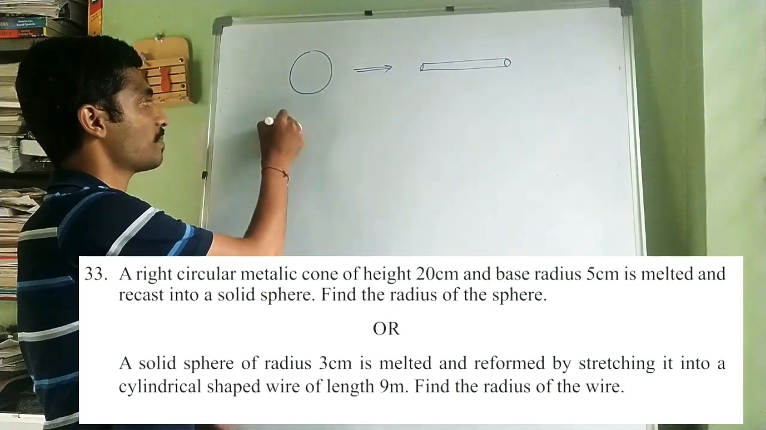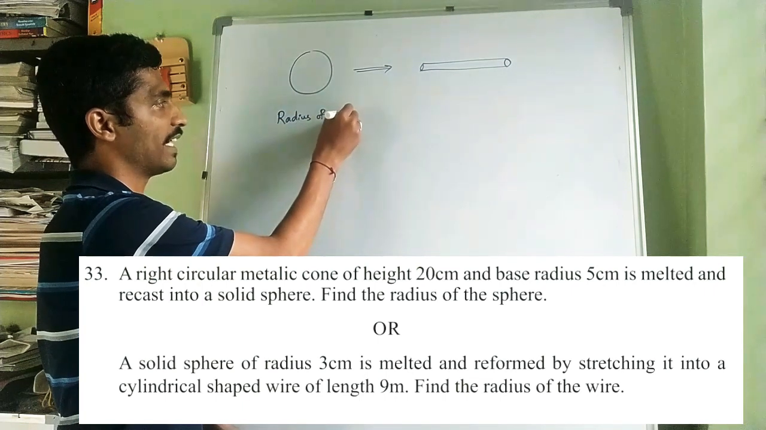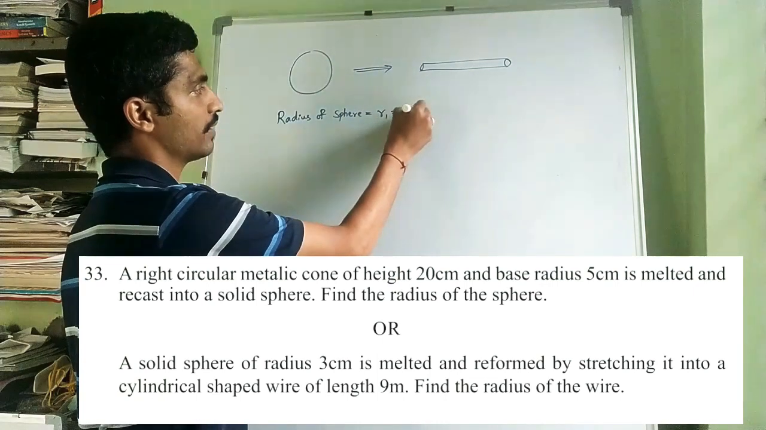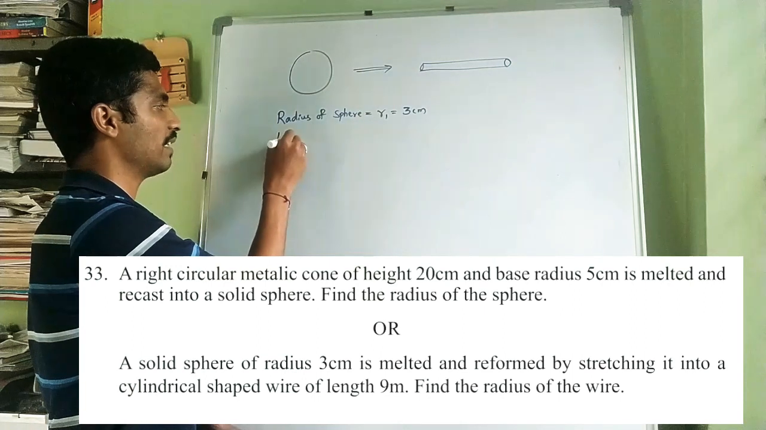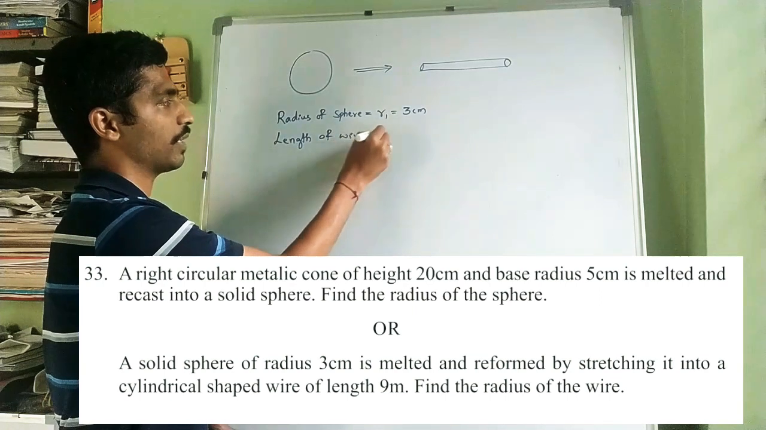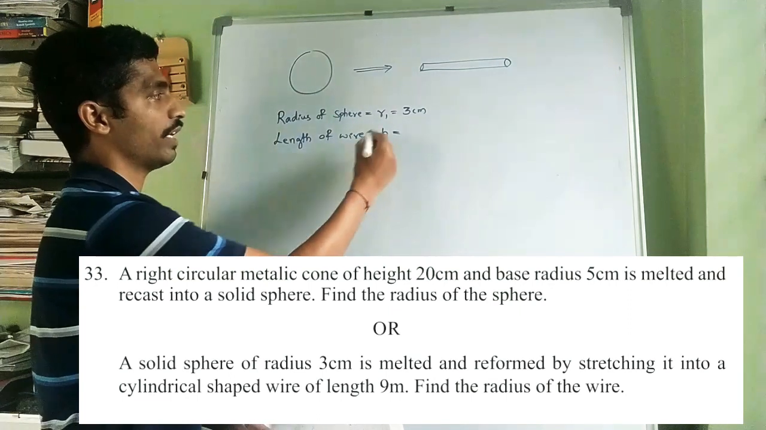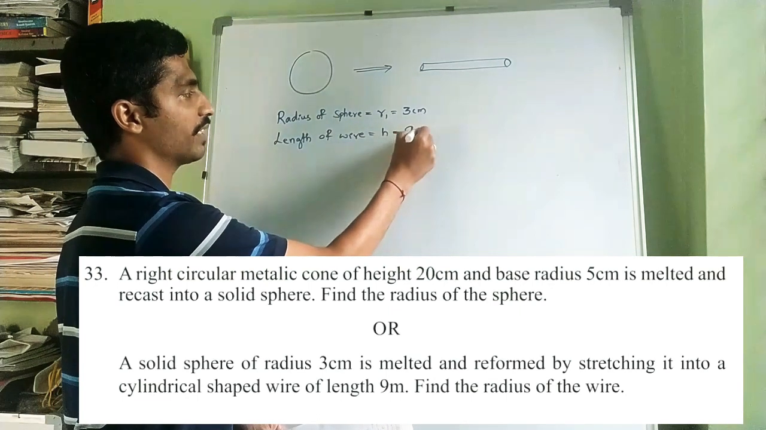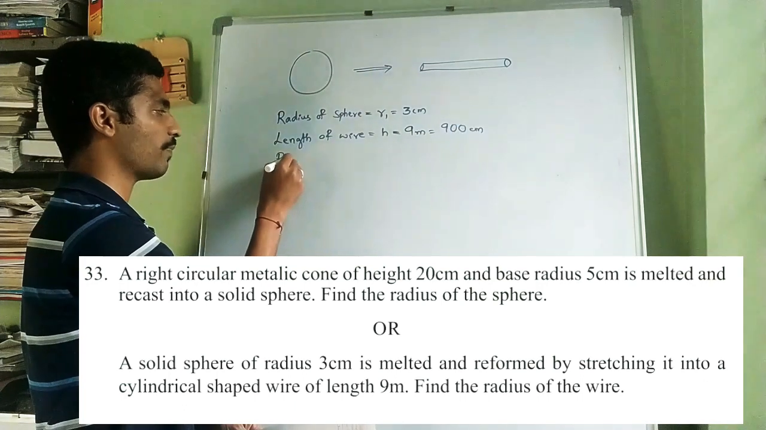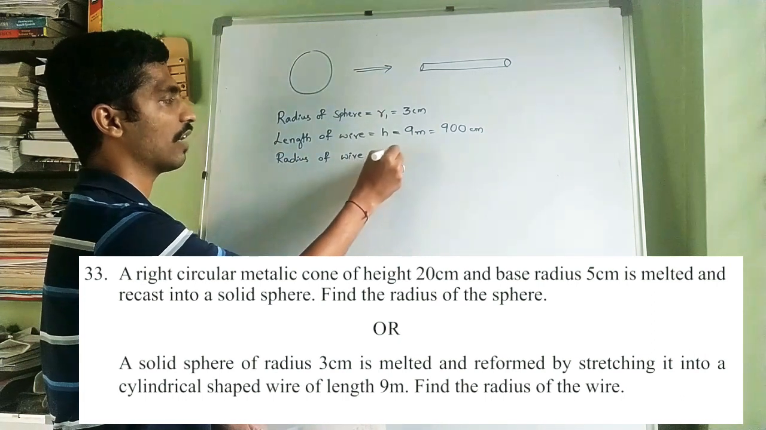So first you write the radius of sphere. What they given? Radius of sphere, let's take it as R1. R1, how much they given? 3 centimeter. And the length of cylindrical wire. Length of wire I will take here. So it is nothing but our height of that cylinder. Okay, instead of height they given here length. So that length will be how much? 9 meter is nothing but 900 centimeter. And we have to find radius of wire. Radius of wire, so let's take it as R2.